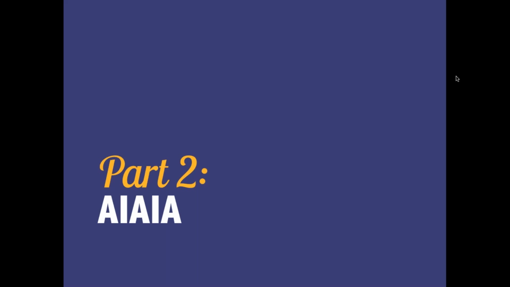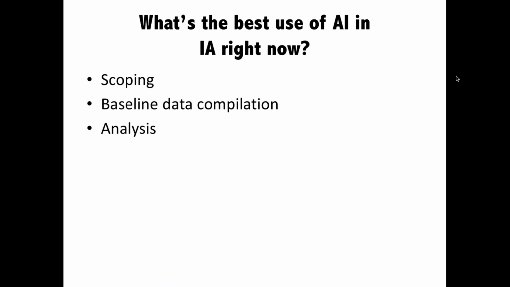So now this brings me to AI and impact assessment, or as I'm starting to call it, artificial intelligence-assisted impact assessment, or AIAIA, as though we don't already have enough acronyms. And I'm going to talk for the next little bit about what I think is the best use of artificial intelligence in impact assessment right now. And when I think about all the things that we do in impact assessment, there are really three parts of it that I think are most amenable at this point in time to using artificial intelligence and harnessing that extra mind power. And these are scoping, baseline data collection, compilation, and analysis.